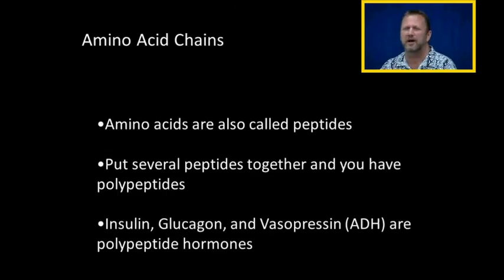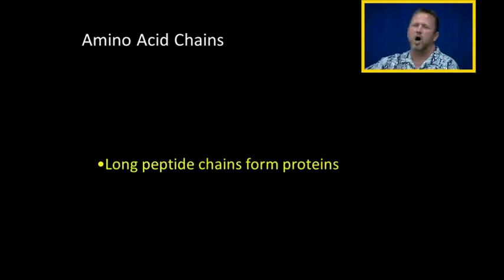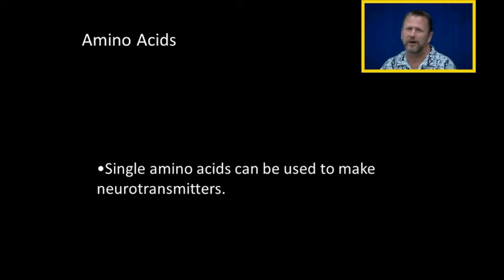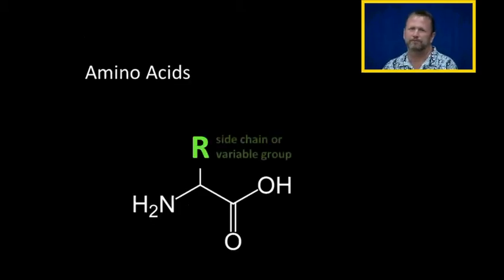If we put several peptides together, we have a polypeptide. Oligo means small, so oligopeptides are small chains of amino acids. And we'll have hormones that are oligopeptides, like insulin, glucagon, vasopressin. They're all polypeptide hormones. They're not proteins. They're very small chains of amino acids that are chemical signals. But if we take very long chains of peptides, then they will spontaneously form proteins. We can take single amino acids and make neurotransmitters. We're going to take tyrosine and make epinephrine, norepinephrine, and dopamine, and we'll talk more about that during neurotransmission.